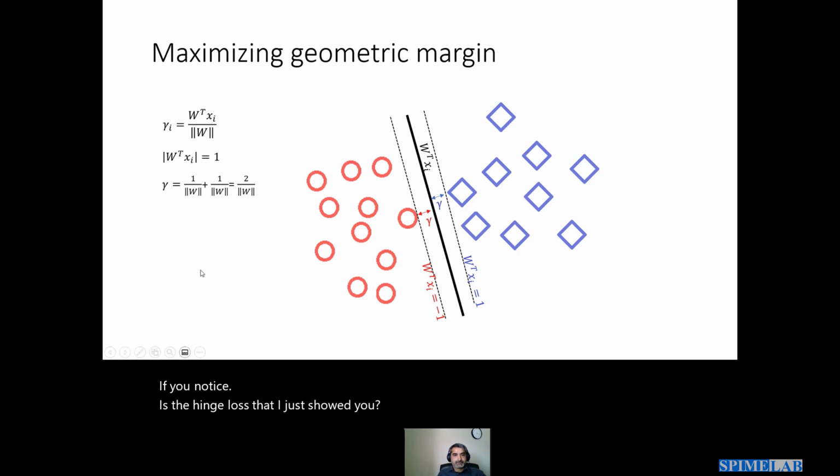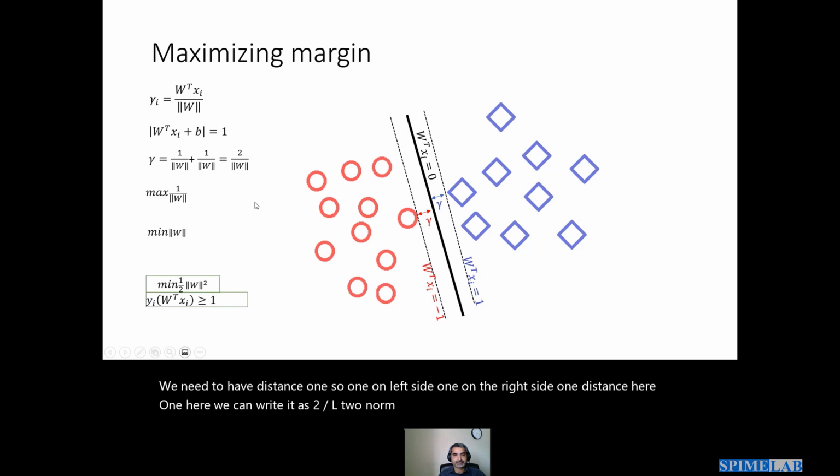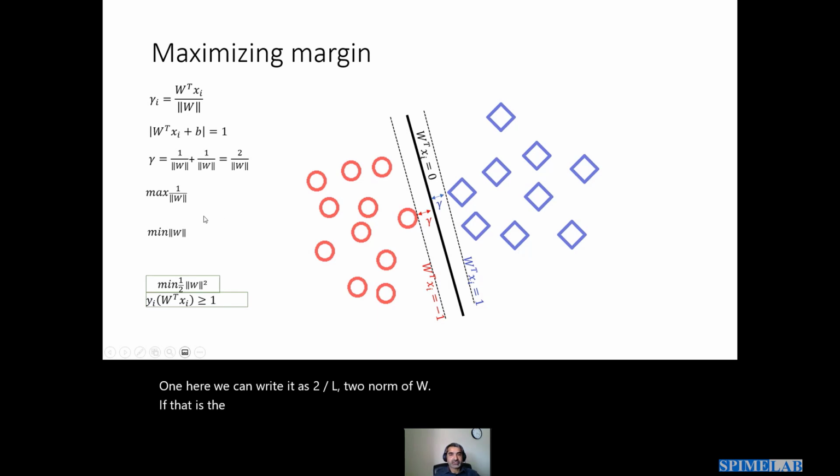So let's decompose this gamma. W transpose X divided by L2 norm of W, we need to have distance 1. So 1 on left side, 1 on the right side, 1 distance here, 1 here. We can write it as 2 over L2 norm of W. If that is the case, what we want to do is that in addition to classifying the points correctly, we want to maximize this distance. We want to find the dotted lines at maximum possible distance.